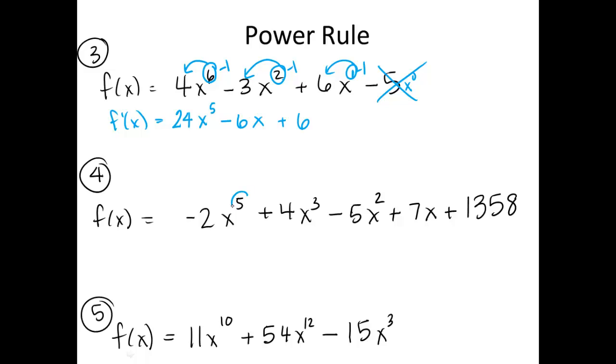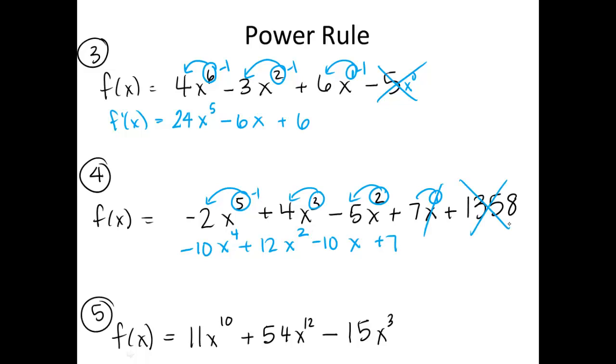Number 4, 5 times negative 2, and then I subtract an exponent. 3 times 4 is 12, subtract an exponent. 2 times negative 5 is negative 10, subtract an exponent. 1 times 7 is 7, subtract an exponent, and the constant disappears. There's number 5. Number 5. 10 times 11 is 110x, subtract an exponent.